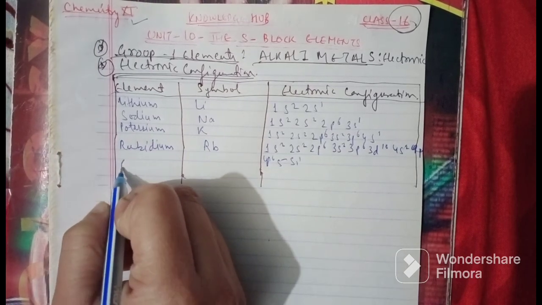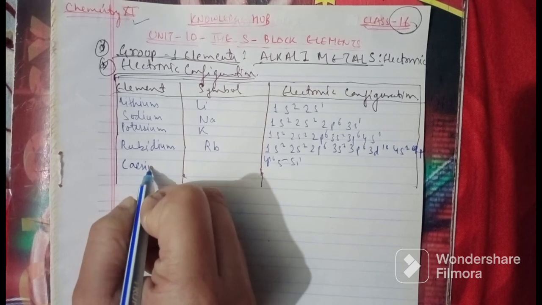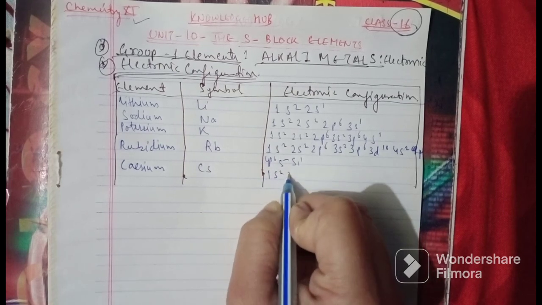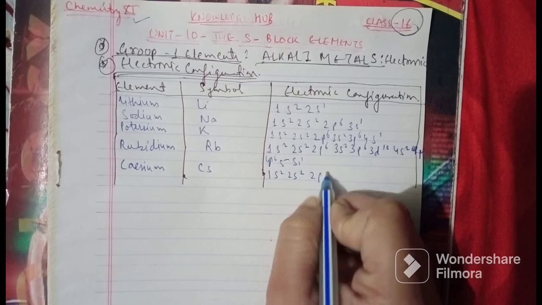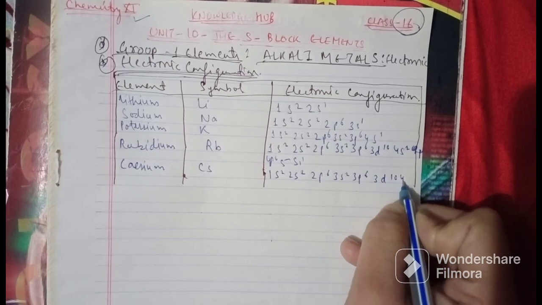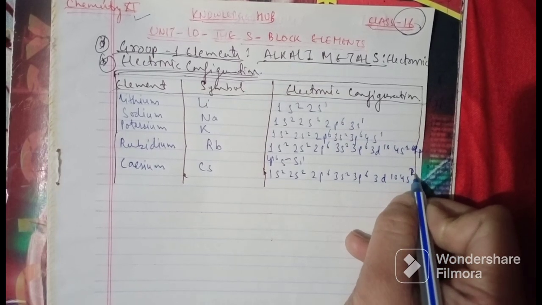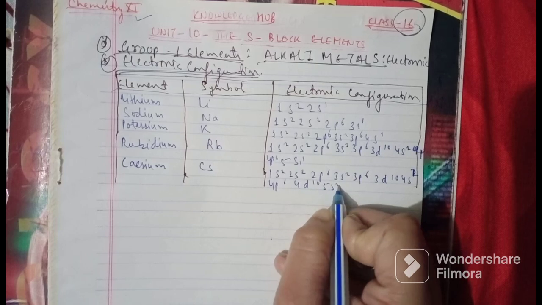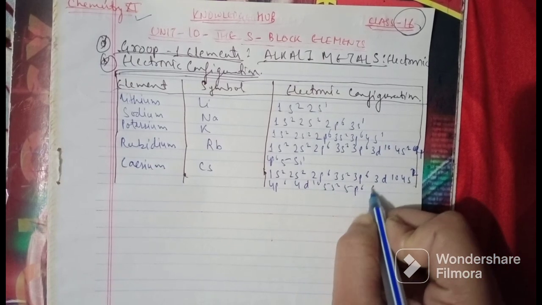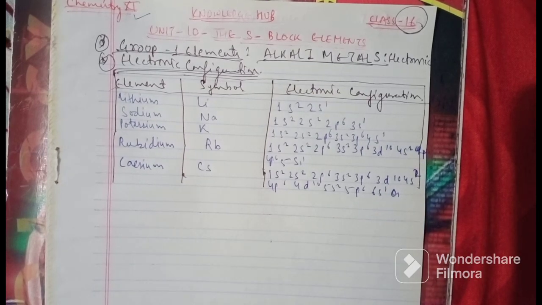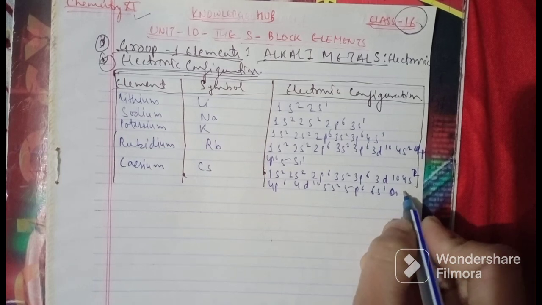Another one is cesium. The symbol is Cs, and the electronic configuration is 1s2, 2s2, 2p6, 3s2, 3p6, 3d10, 4s2, 4p6, 4d10, 5s2, 5p6, 6s1, or we can write it down as Xe 6s1.